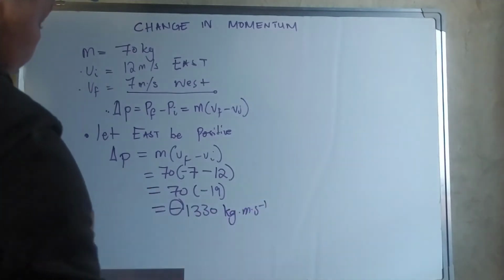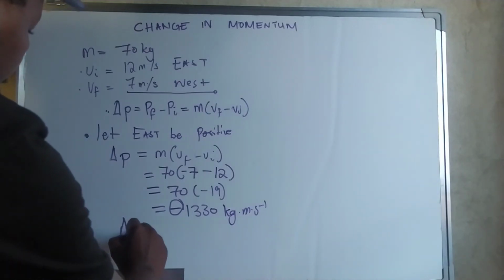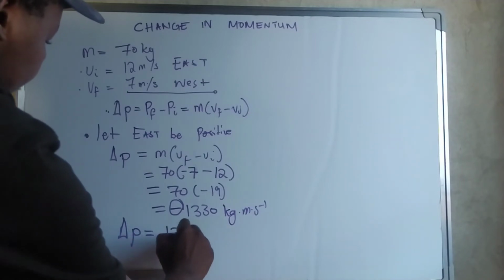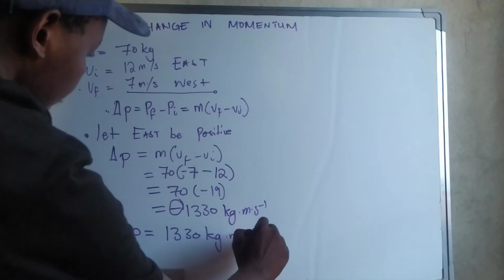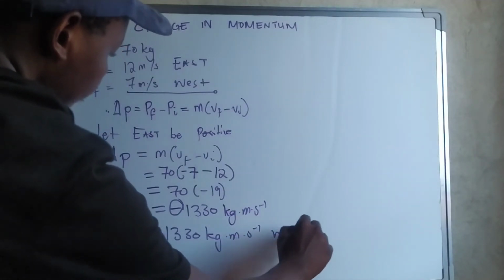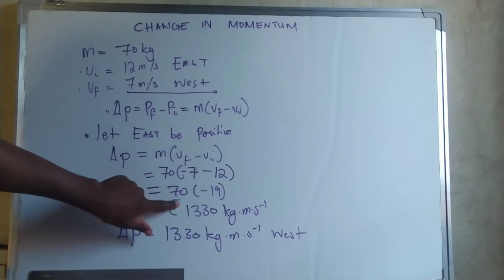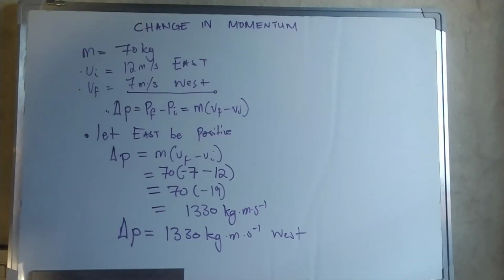So we have a negative here. What does this indicate? It indicates direction. So we're going to say Δp is 1,330 kg·m/s to the west. Okay, and then we are done. So what if this was positive? If we had found this value as positive, that would mean that our change in momentum is to the east.